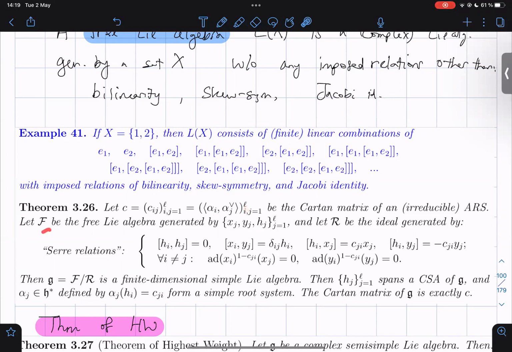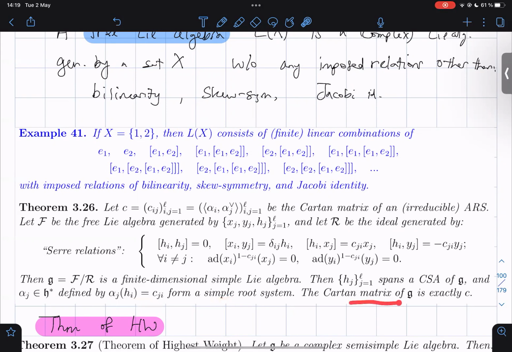Inside this free Lie algebra, we're going to create some ideal. So give it a bunch of relations. These are the so-called Serre relations. I'll get to motivating this shortly, but if you take the quotient of this free Lie algebra modulo all these relations, it turns out this is finite dimensional, and it's a finite dimensional simple Lie algebra. These H's will span a Cartan subalgebra, and the alpha j's defined by alpha j on H i is this C ji. These form a simple root system.